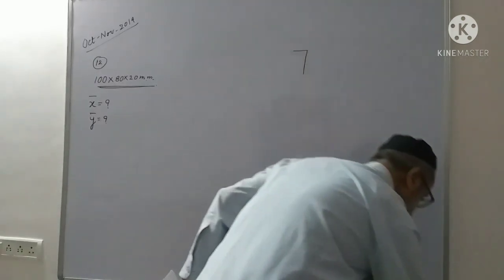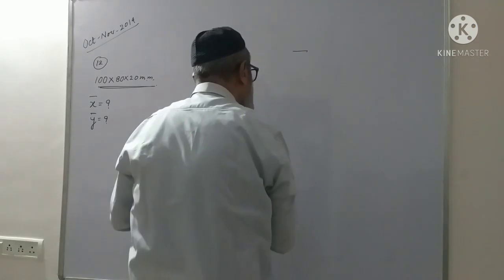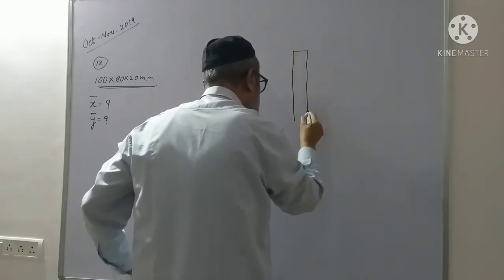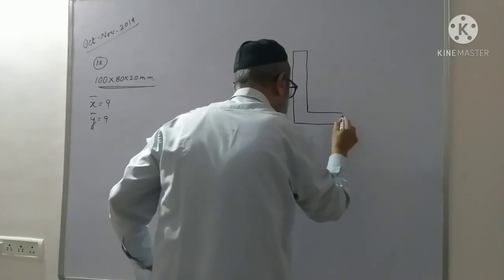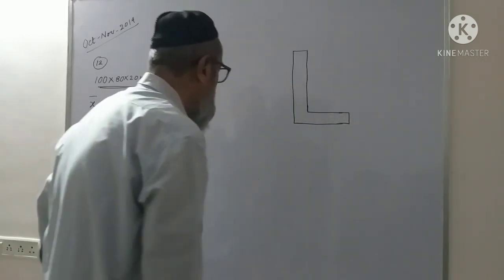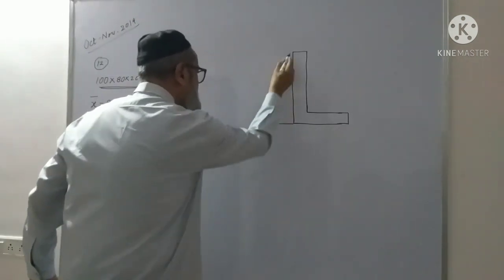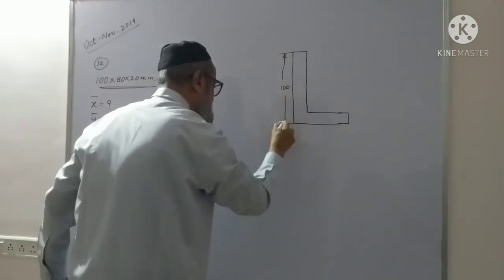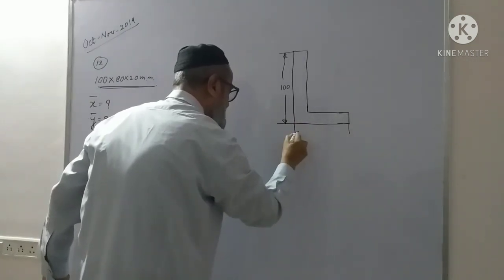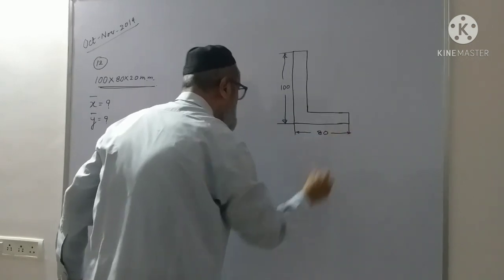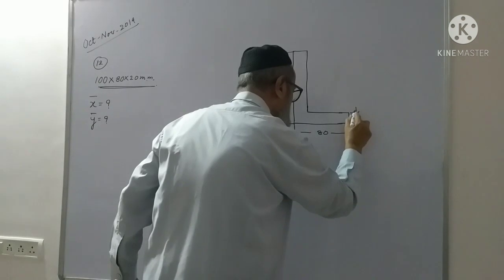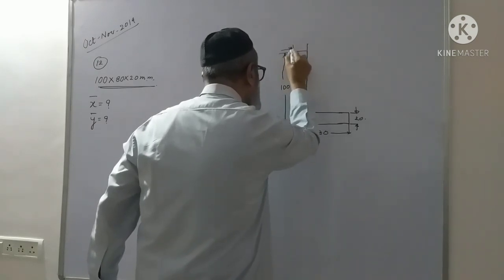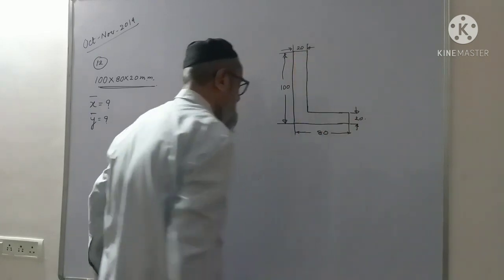It need not be to the measurement. You need not take any measurement here. Just draw a rough sketch, a rough sketch like this. Not to scale. So this is 100 mm. This is 100 mm. This is 80 mm. And this is 20 mm. And this is also 20 mm.